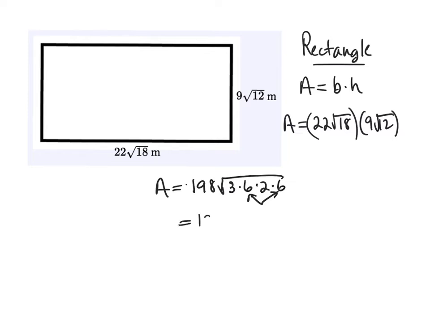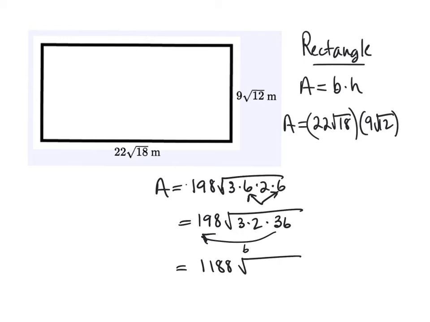So this is 198. I have 3 times 2 in there, times 36, or 6 squared. The square root of 36 is 6, so that thing's going to go out front as a 6. And 6 times 198 is 1,188. Left underneath that square root, I still have a 3 and a 2, so root 6 then is what I have. 1,188 root 6.